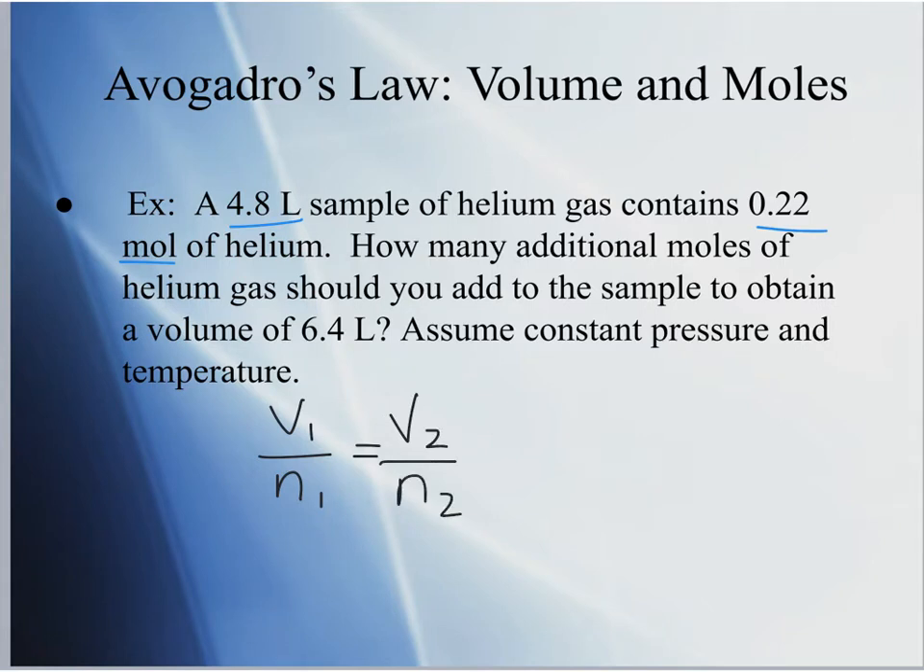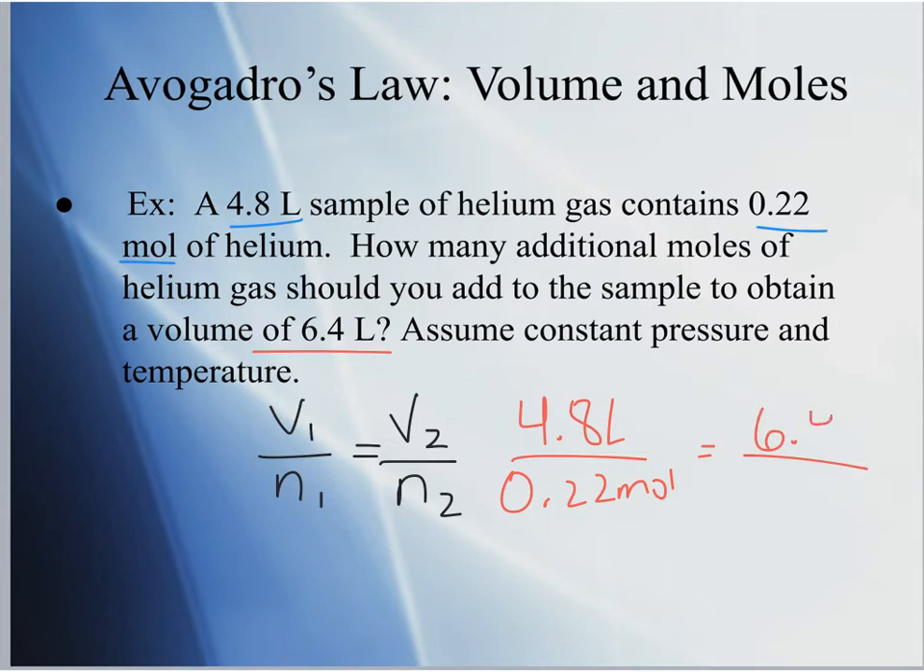So we are going to put our V1, our volume, 4.8 liters on top, and the moles on the bottom, 0.22 moles on the bottom. And that is going to be equal to, as long as we keep our pressure and temperature constant, on the other side, our final volume, 6.4 liters, and how many moles is that going to be, basically? So that's our N2.